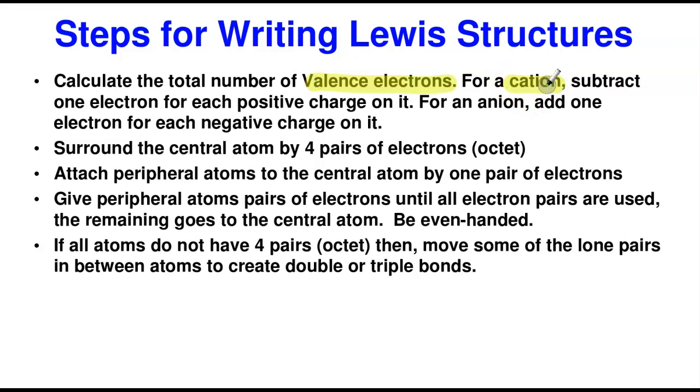2. Now, if it is a cation, at times we encounter cations. A cation means an element that has lost an electron. What it simply means is that we're going to remove the number of electrons that corresponds to the number of positive charges. And if it is an anion, we're going to add the number of electrons that corresponds to the charge on the anion. So for the cation, you remove; for the anion, you add.